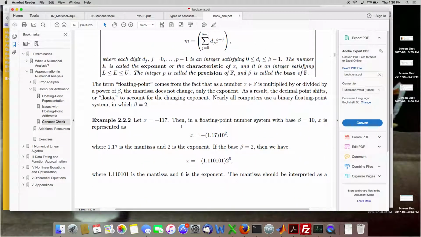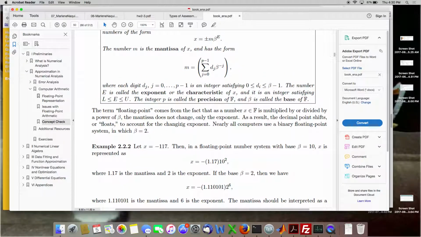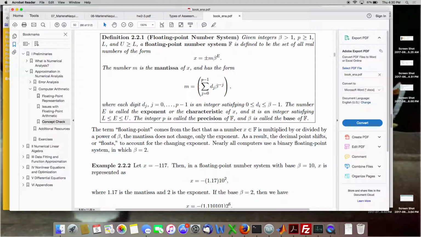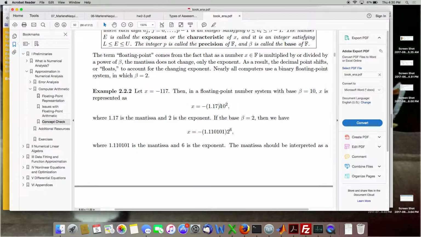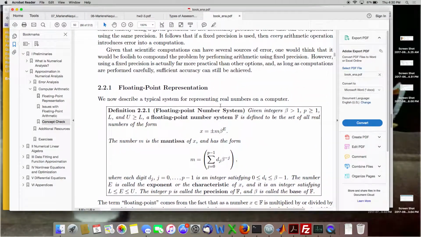The formula for multiply is a big block, and in the line after the block it says where each digit d_j, with j between 0 and p minus 1, is an integer satisfying something. Again, there's d_i. So what's d_i again? For instance, I'll work in decimal because I have an example.